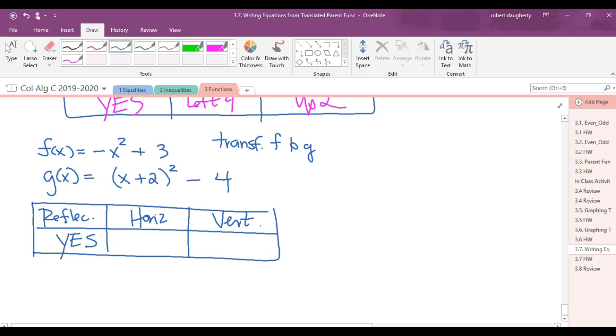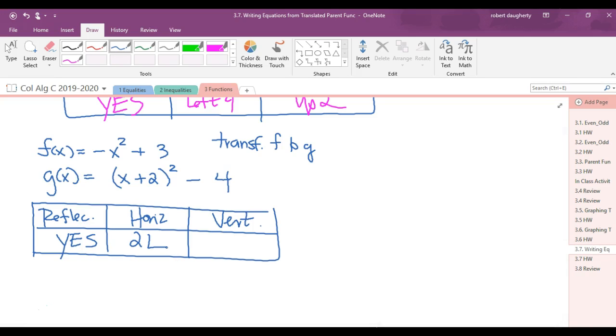I went from an x to an x +2, so I did a +2. Horizontally, a +2 moves you where? Yeah, 2 to the left. Okay, everyone see that? I went from x to x +2.